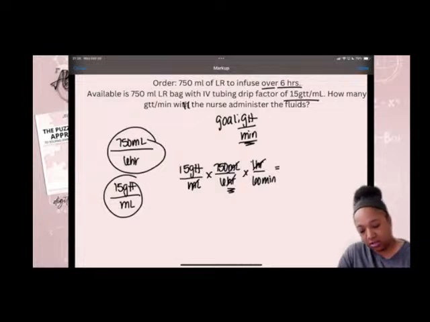So 15 times 750 divided by 6 divided by 60. 31.25. Boom. Drops per minute.